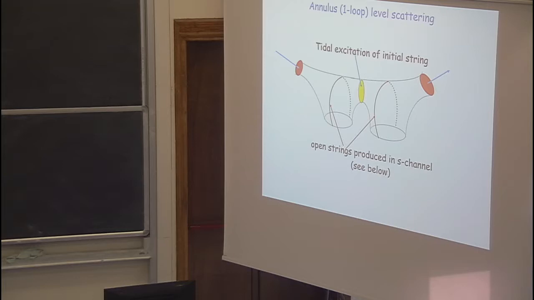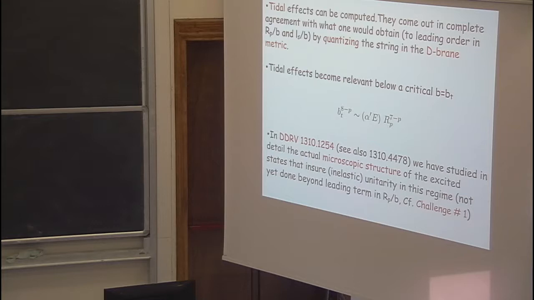But then you also see, for instance, the possibility to produce more than one open string in the S-channel. Now, the tidal effects can be computed. They come out in complete agreement with what one would obtain by quantizing the string in the D-brane metric. This answers your question. And the tidal effects become relevant below a critical impact parameter, which is parametrically larger than the Schwarzschild or the geometrical radius, you know, if you take energies which are large.